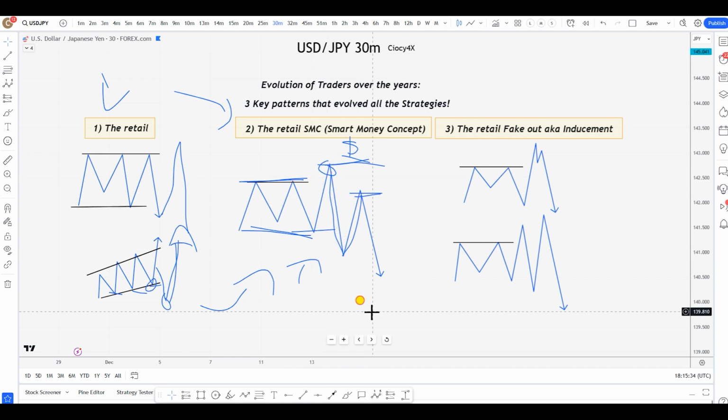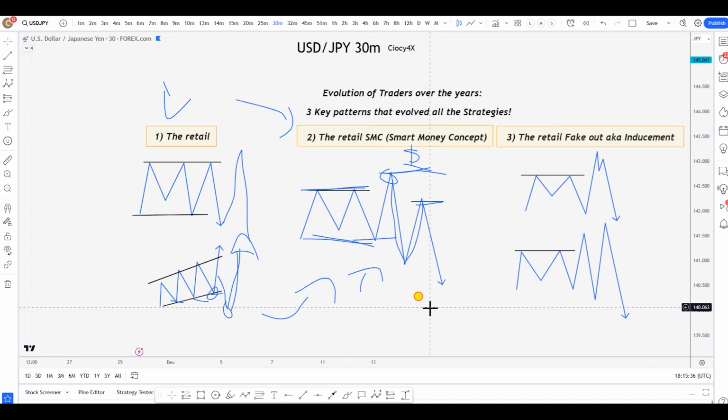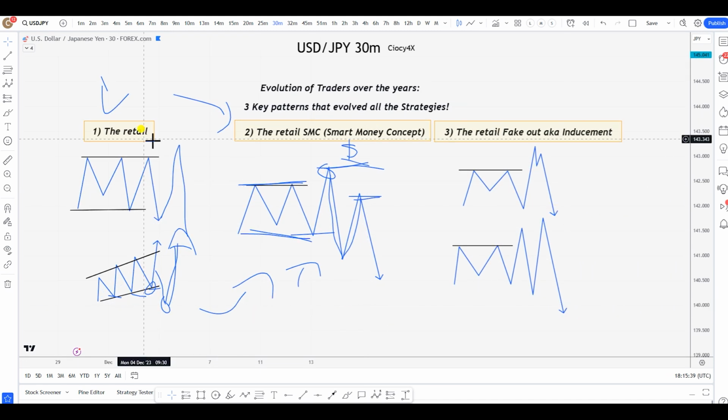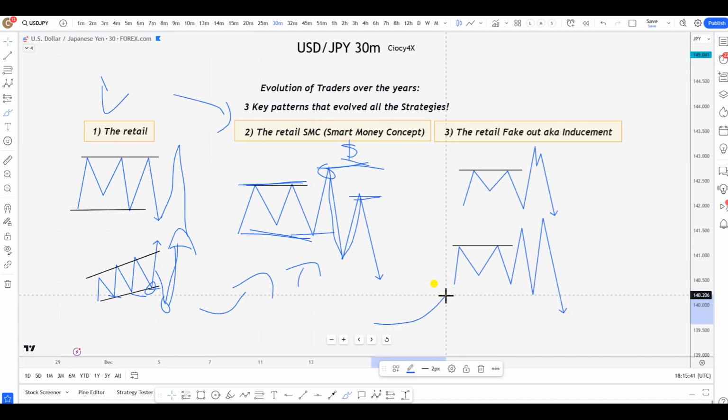But now everybody started going towards this direction, which is the third wave of traders over here. So what they do is that they aim to take literally the fake out itself from here or from here. Why from here? Remember the one I said before over here on the smart money concept? A lot of people take the trades over here, they put the stop loss over here.